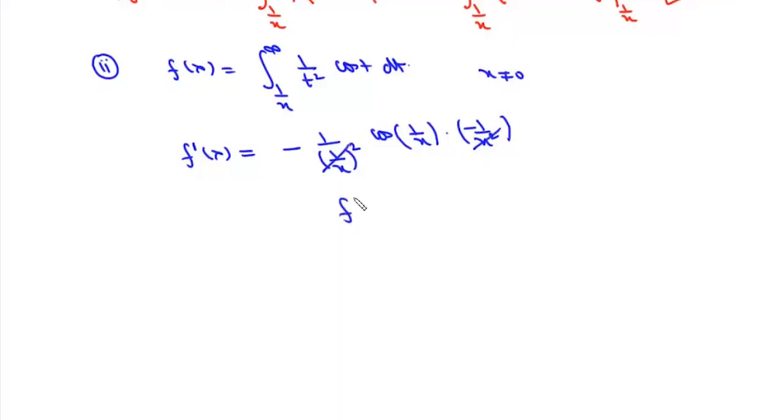Now this minus and minus cancel, and x square will also cancel. So we'll get f dash x as cos 1 by x, or we can write f dash 1 upon pi will be equal to cos pi, and cos pi is minus 1. So the answer to this part 2 is minus 1.